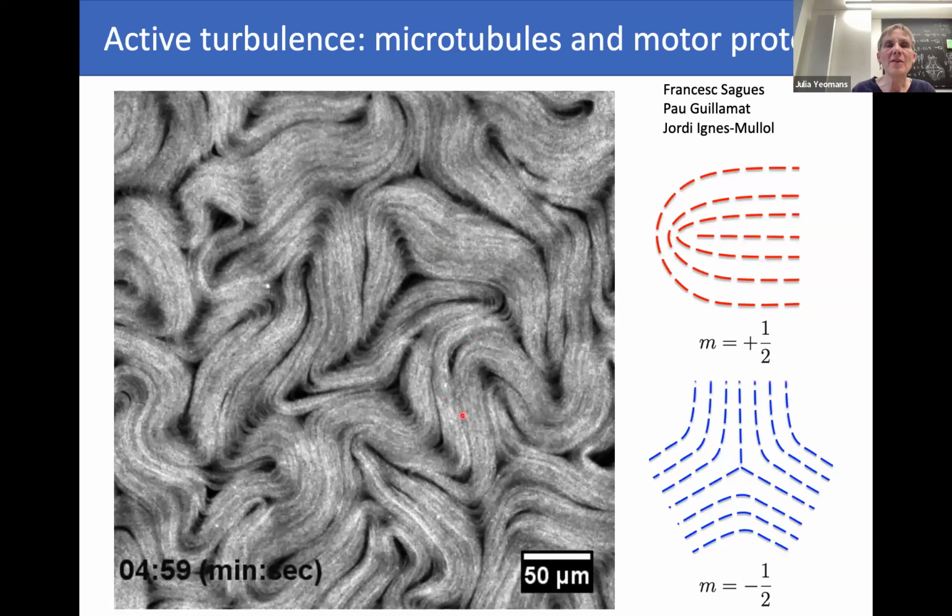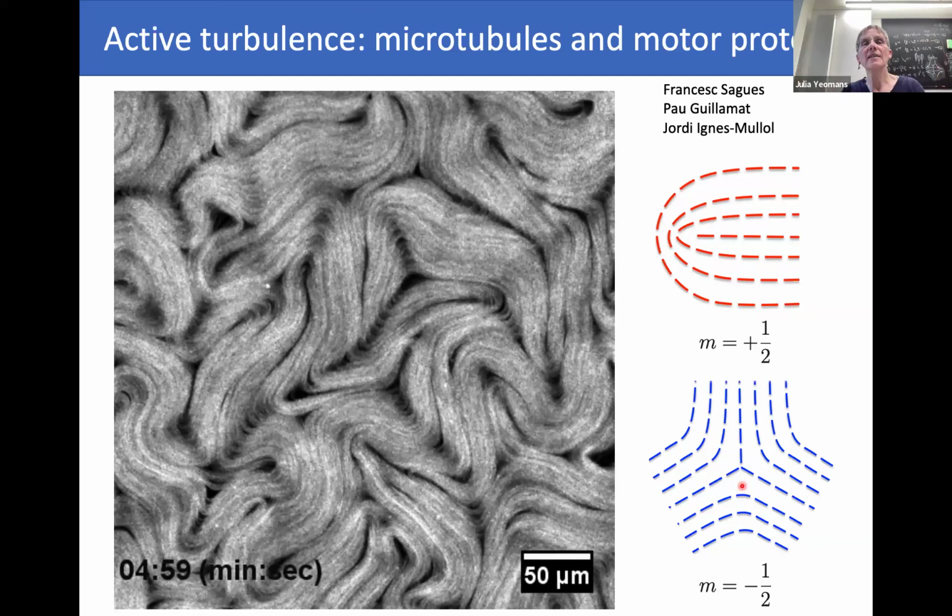And this is exactly what we see, right? So this one here is a very obvious +1/2 defect, and this one here with threefold symmetry is one of these -1/2 defects. So one gets topological defects in these systems. Whereas in a passive system, the defects move towards each other and annihilate each other, what happens in an active system is not only can they be destroyed, but they can also be created in pairs of + and -1/2 defects.